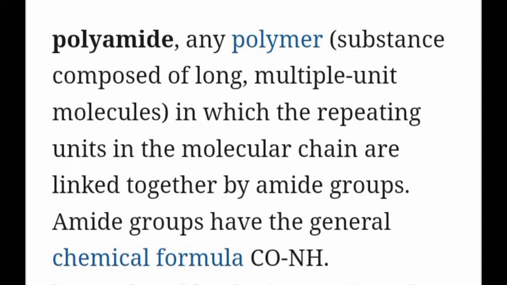You already know polyamide polymers are the polymers which contain the CONH linkage in their structure. That is known as the amide linkage. As the amide linkage is present in their structure, therefore they are polyamide polymers.